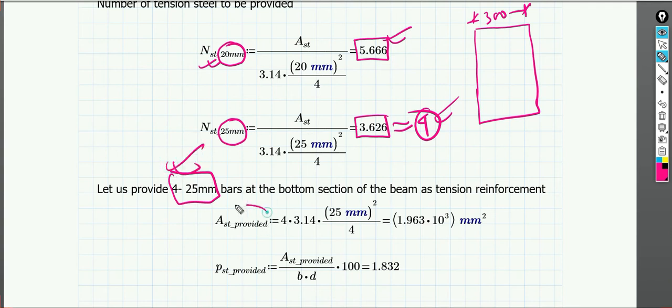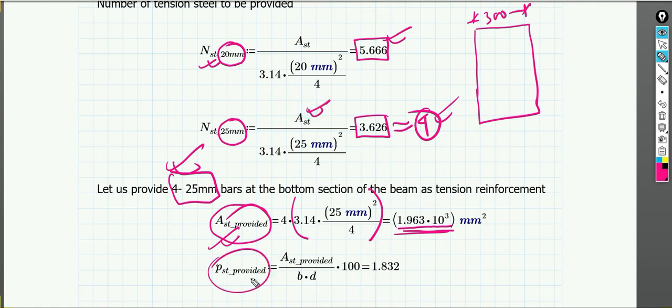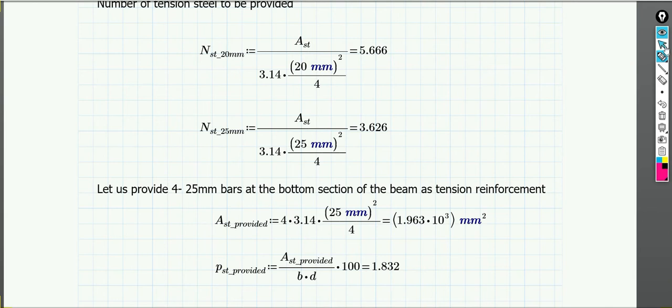Okay, so what is the ASC provided here? How much area of steel we have provided, which is 4 numbers of bars into the cross section area of the bar, which comes out to be 1.963 × 10^3 mm². Which is definitely more than AST, and AST provided becomes 1.832%. Okay, now let's see whether the spacing criteria is satisfied or not.